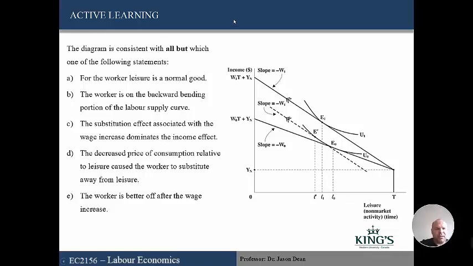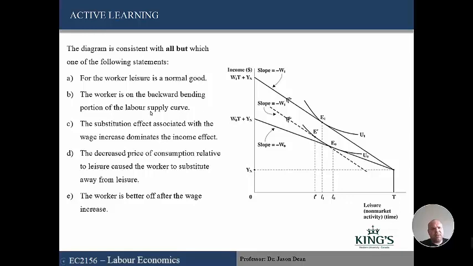Okay, so let's think about A. For the worker, leisure is a normal good. If leisure is a normal good, that means if there's an increase in income, for example, between point E prime and E1, the consumer is facing a pure income effect, and what do they do? They take more leisure. So it's true that leisure is a normal good in this illustration.